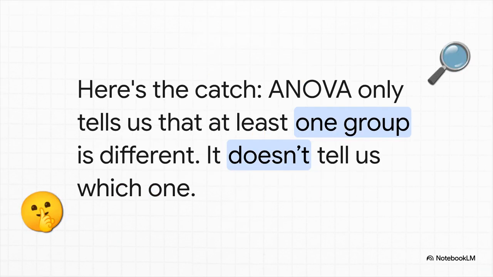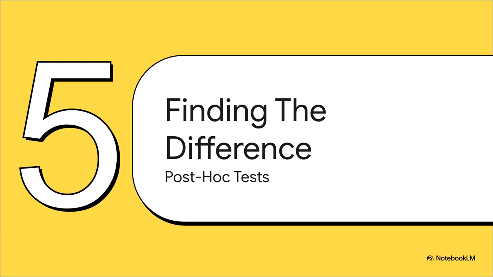The best way to think about it is like a smoke alarm. The smoke alarm goes off and it tells you there's a fire somewhere in the building. That's super important information, but it doesn't tell you which room the fire is in. So, if ANOVA is our smoke alarm, how do we actually find the fire?